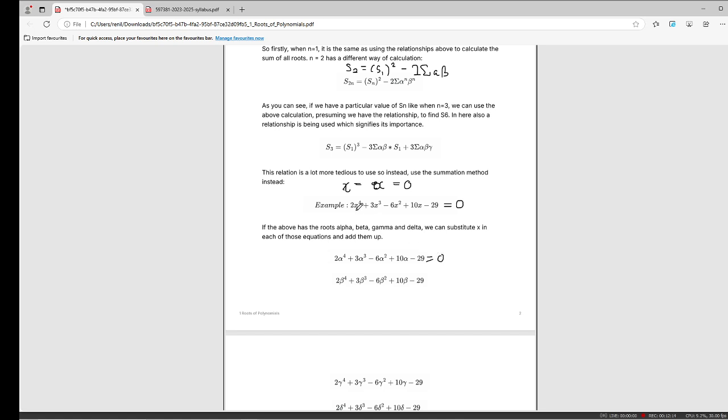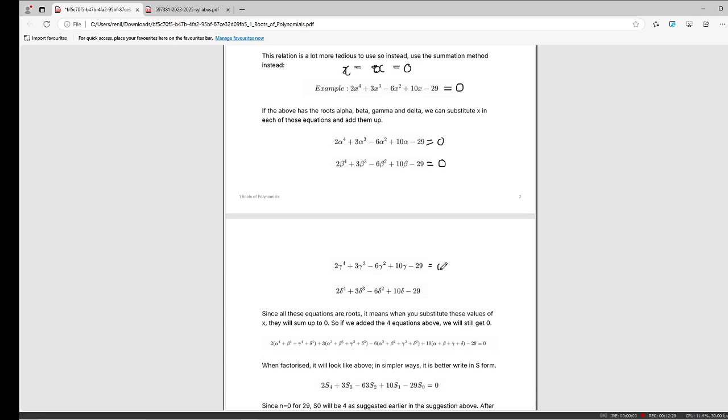When you plug in beta, what it means to be a root of an equation is that when you plug in a particular value of x, the equation yields 0. So when you plug in x equals beta, you get 0 as well, and so will you get for delta. This is something you need to clear up, so I'll explain it again. A root of an equation is a particular value of x such that when you substitute that value of x into your original equation, you get 0.